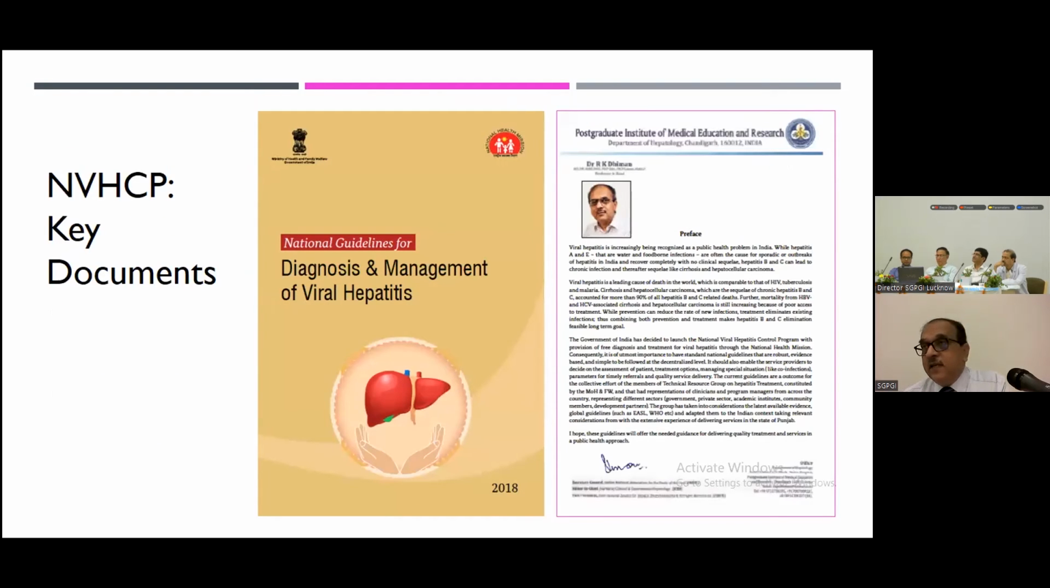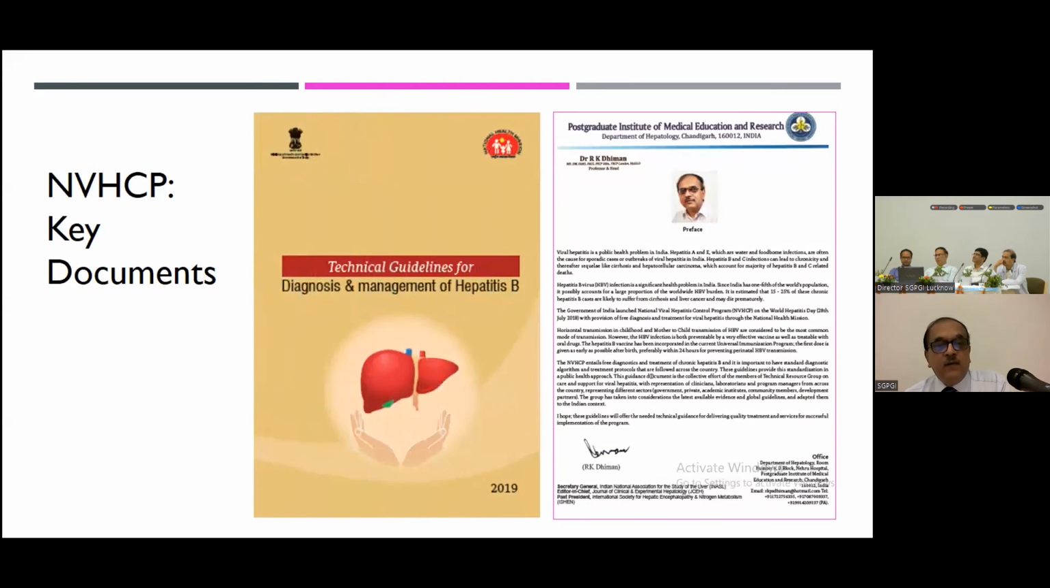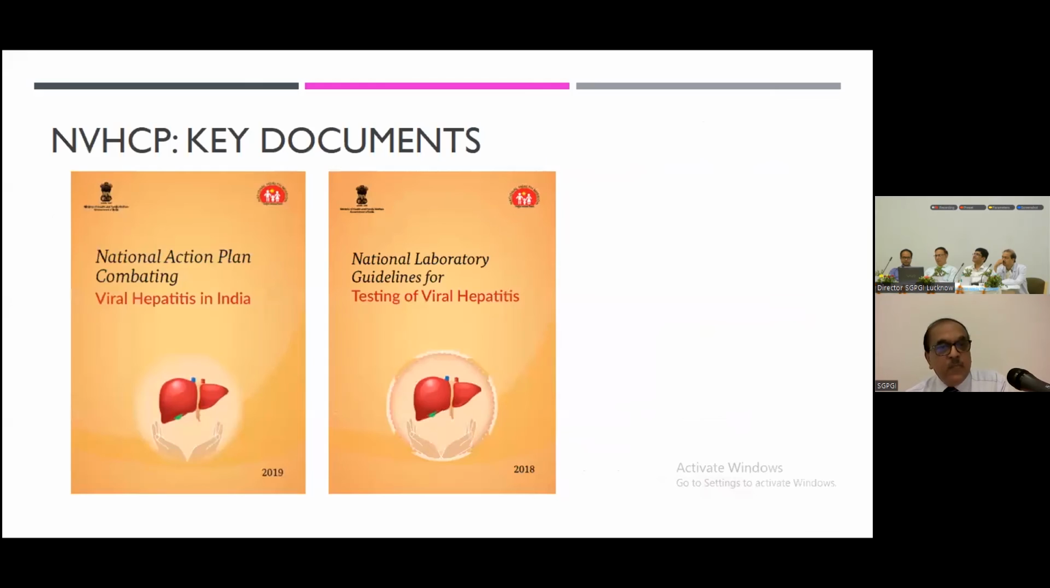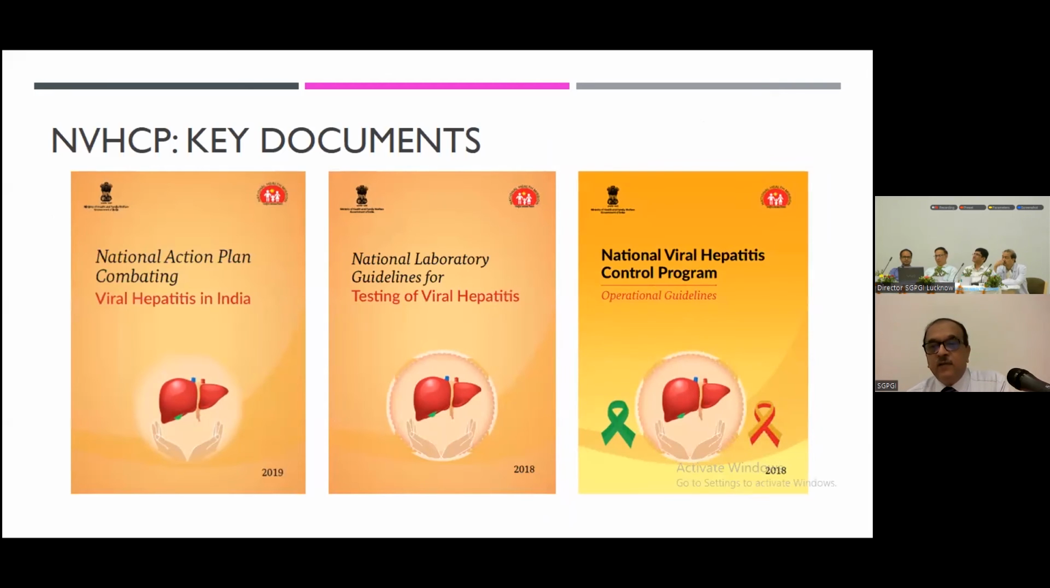NVHCP, the key documents. There are at least 5 documents. One is the diagnosis and management of viral hepatitis, and I was the chairperson of the TRG of this document. Another was the technical guidelines for the diagnosis and management of hepatitis B; I was the TRG chairman for this also. And 3 more: the National Action Plan for combating viral hepatitis in India, the National Laboratory Guidelines for viral hepatitis, and the National Viral Hepatitis Control Program operational guidelines. So these are the guidelines which have been made so that these programs run effectively.